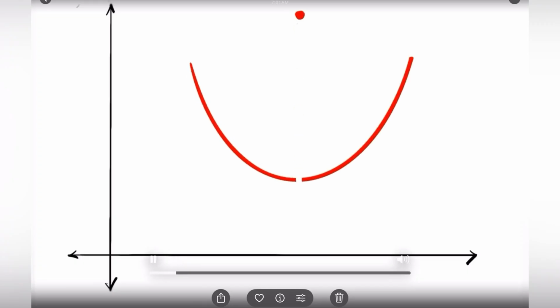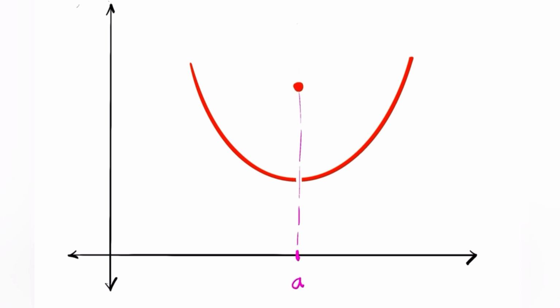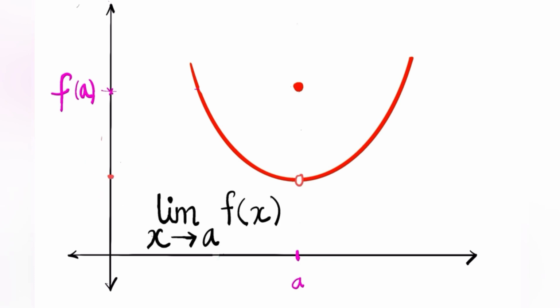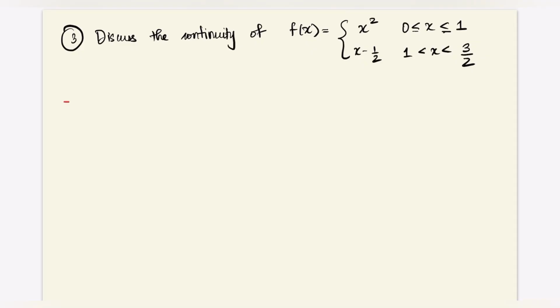Let us understand this with the help of the diagram. You can see that the function is breaking at the point a. The left hand limit and the right hand limit are the same. The limit exists, but it is not equal to f of a. Let us now look at another example.